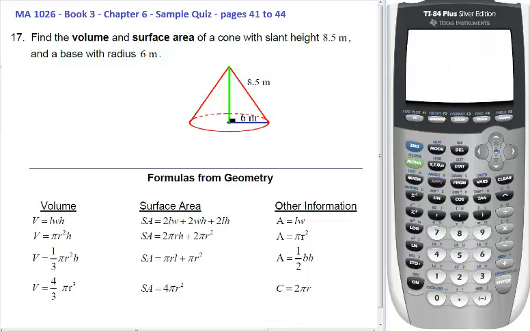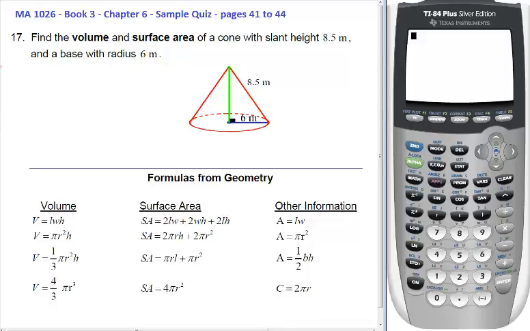Good day, students. We're going to look at the solution now to number 17. It's the last of your full response long answer questions from chapter 6 of your sample quiz that's found in book 3 of your MA1026 booklets. And we're asked to find a volume and surface area of a cone.